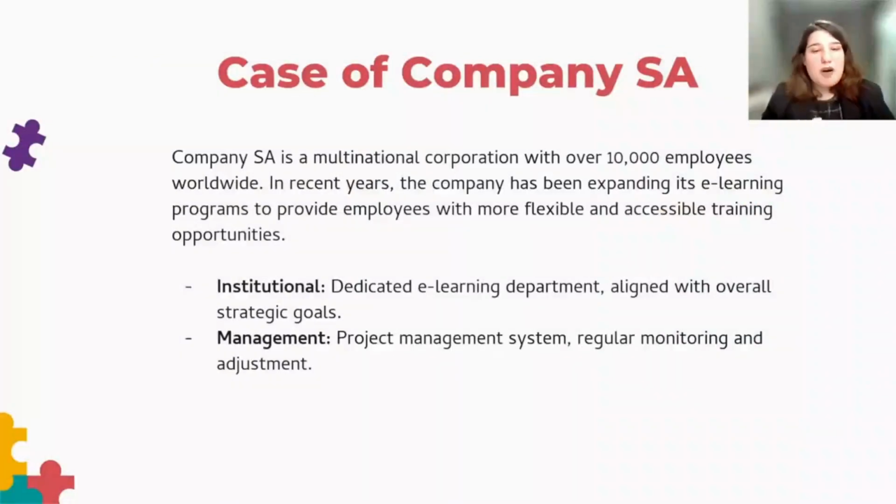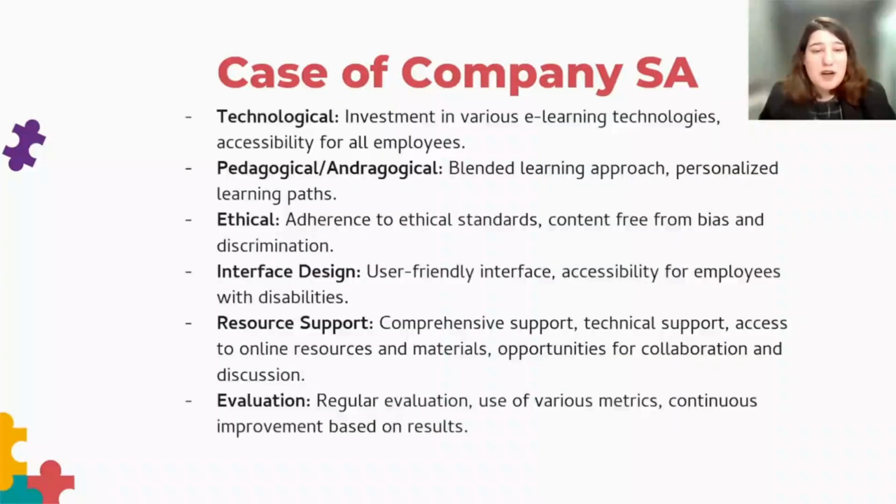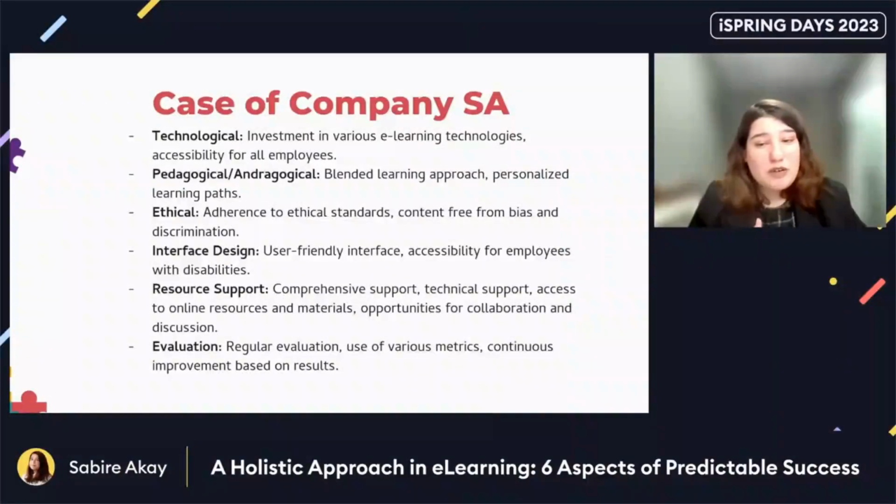For the institutional part, they have an e-learning department. They have strategic goals aligned with their process. In the management part, they have their own project management system, monitoring and adjustments. For the technological aspects, we have e-learning technologies and accessibility. For pedagogy and andragogy, we have a blended learning approach and personalized learning paths. For ethics, they are adhering to ethical standards. Content is free from bias and discrimination. For the interface design, a user-friendly interface and accessibility for employees with disabilities is key for them.